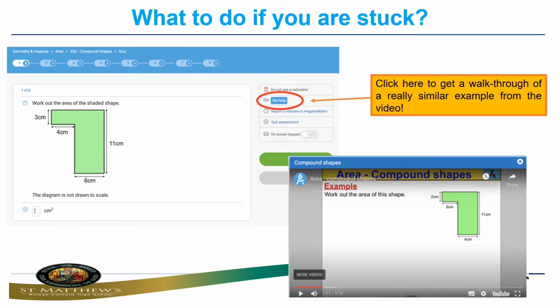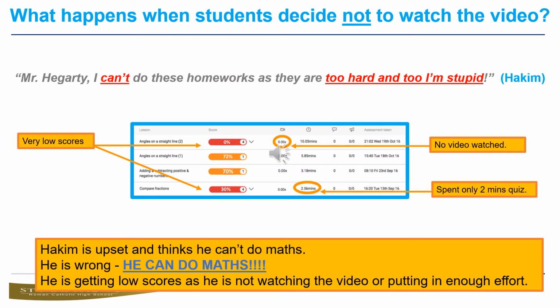Another way to go about being stuck is to press the Get Help button, which is in the top right corner, and then it opens the video that walks you through exactly the same example, just with a different number. So not exactly, it's a similar example with different numbers. So then after watching this example, you can have a go at the one that you were stuck with and see if that helps. You need to make sure that you watch the video that is connected to the task that you are set.